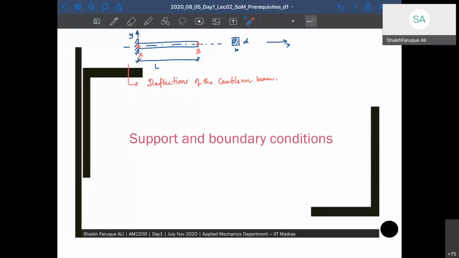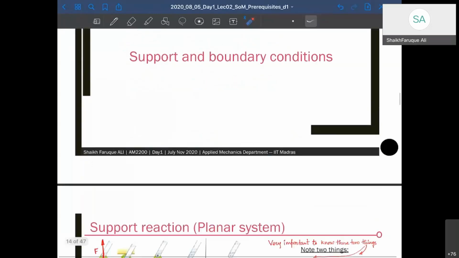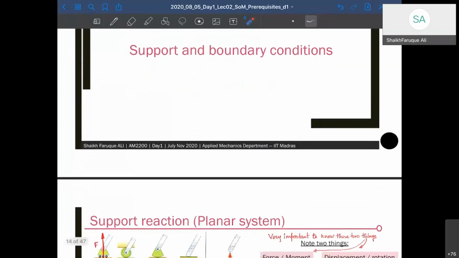So the choice of the deformation that the beam can have is determined based on the boundary conditions, or support conditions, that it has. And therefore, boundary conditions and support conditions are very, very important to know while solving problems of solid mechanics. I hope that is clear to you. Okay, so let's go ahead and say what the boundary conditions are. There are two kinds.